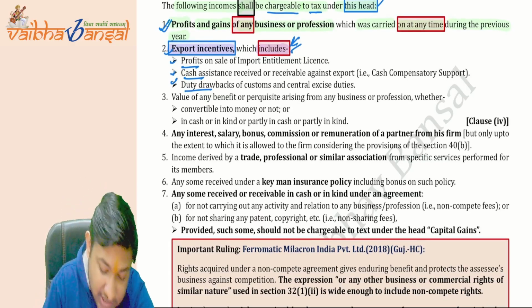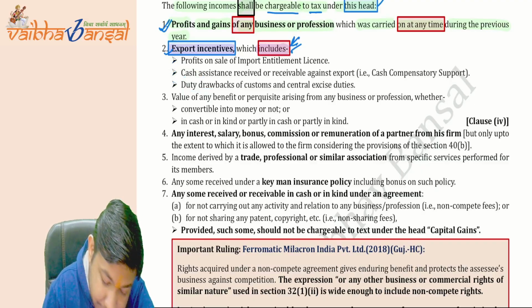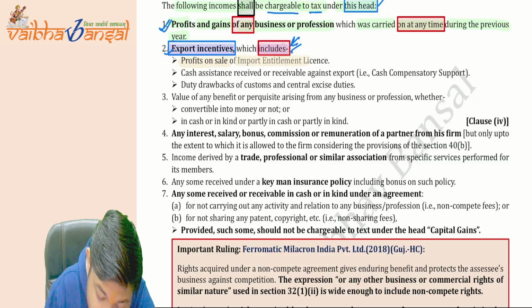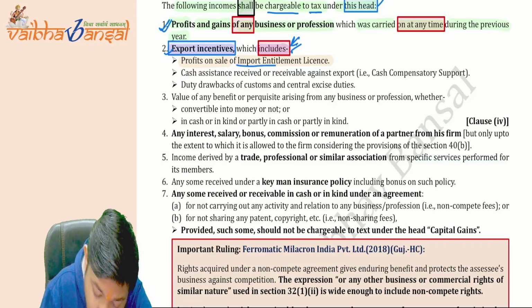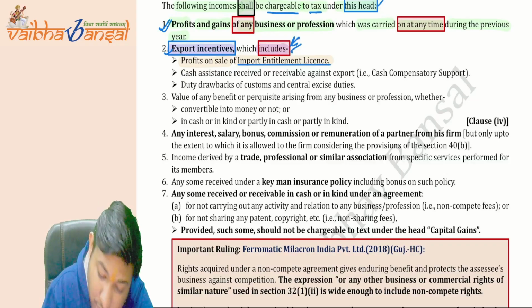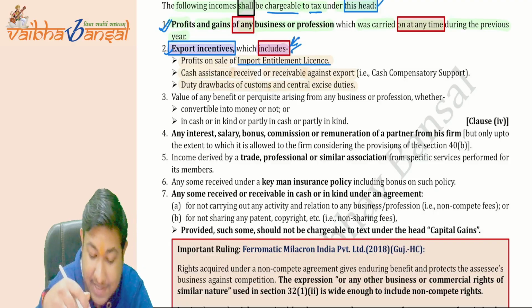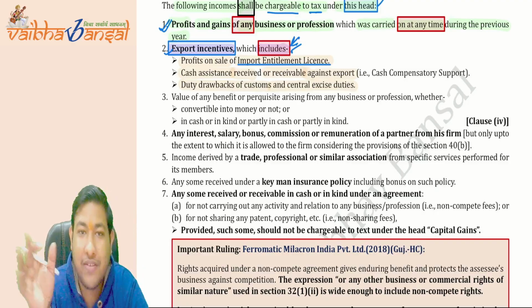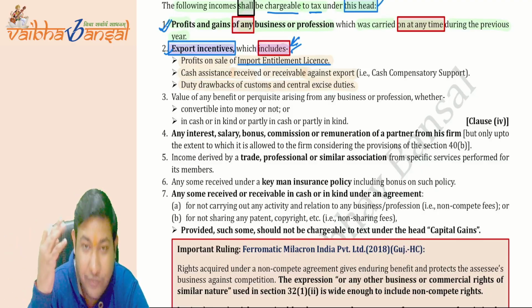Now, what are export incentives? Now we come to the points. It says: profits on sale of import entitlement license. Oh, what does it mean? We do not know what an import entitlement license is. Moving ahead: cash assistance received or receivable against the export. Duty drawback of customs and central excise duties. Whatever is written, we do not understand anything.